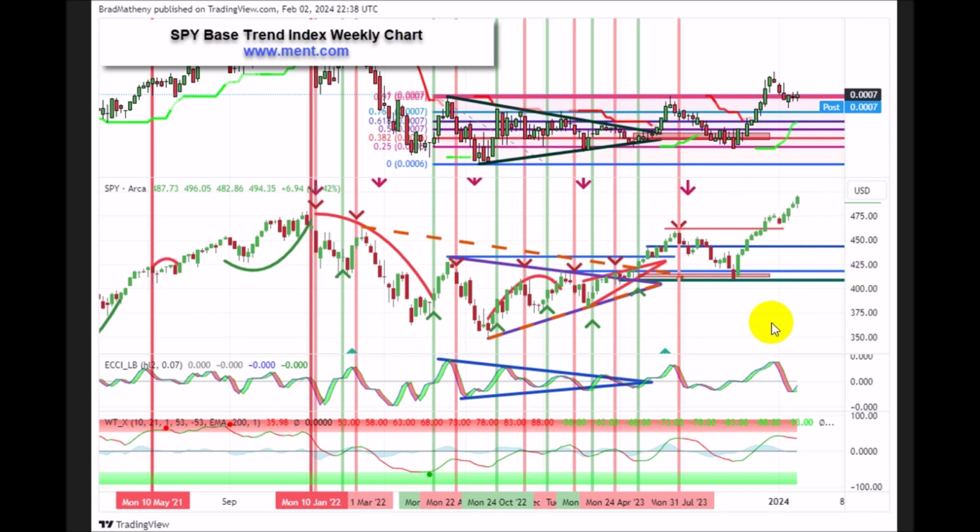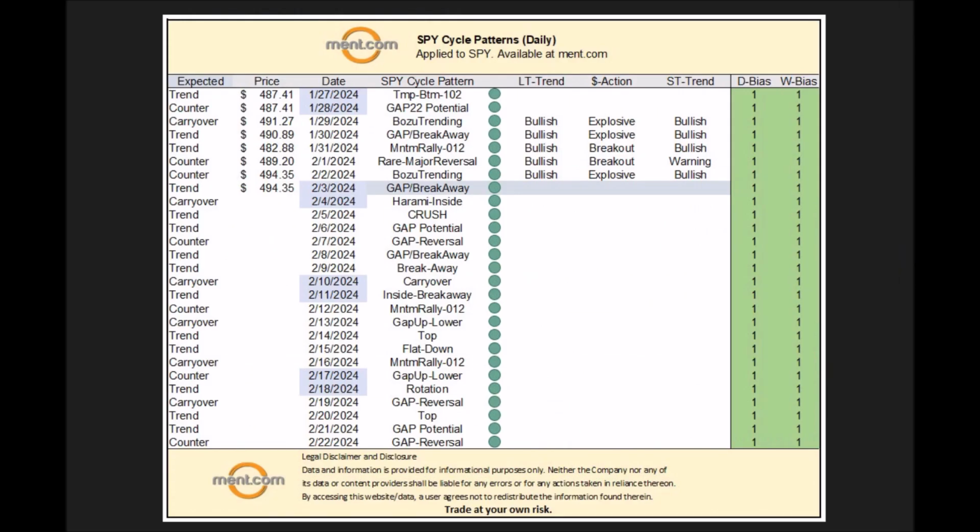Right now, you can become a little more confident in the upside trending, given the fact that we've now cleared this level, and we've cleared this historic all-time high just last week, and we're going to see some upward trending, I believe. The SPY cycle patterns indicate a crush in trending mode. I would suggest that would be a big pullback on Monday, possibly gap potential, gap reversal, and counter trend mode. These could be bullish trending, gap breakaway, bullish trending, and then breakaway, bullish trending.